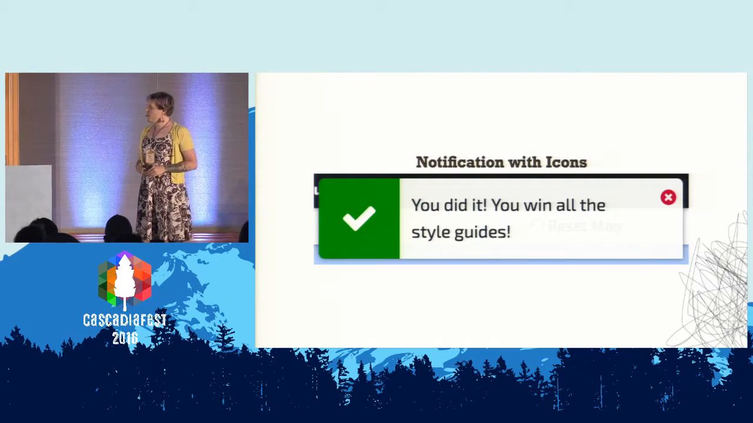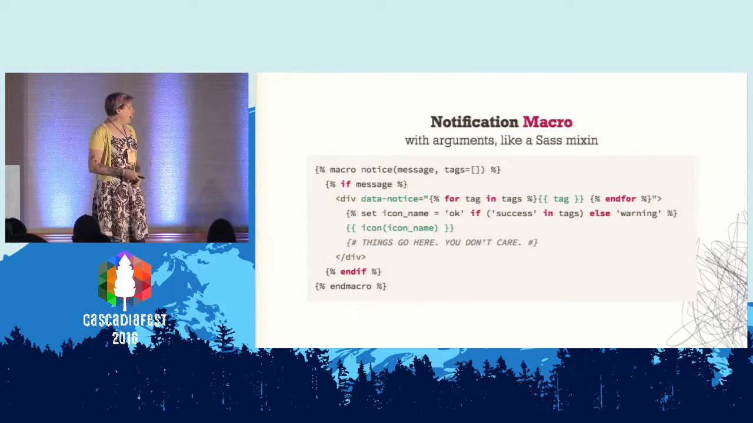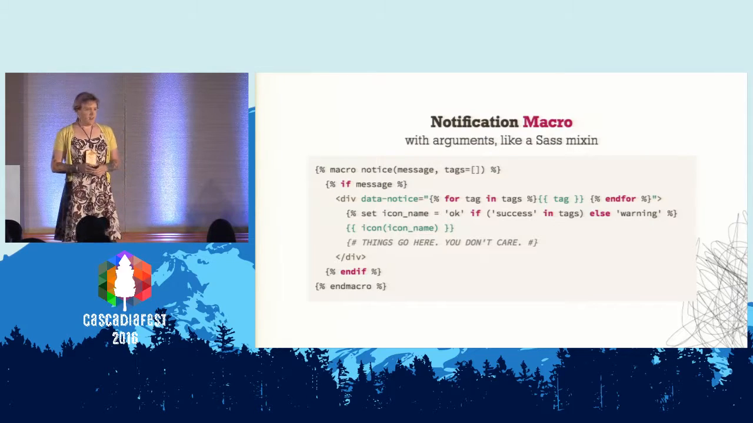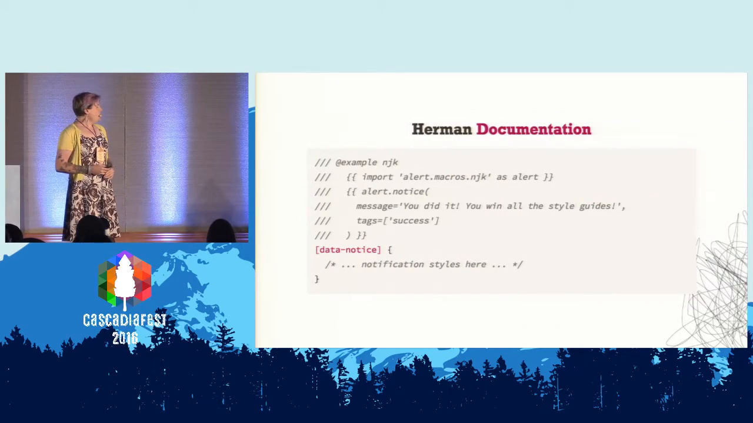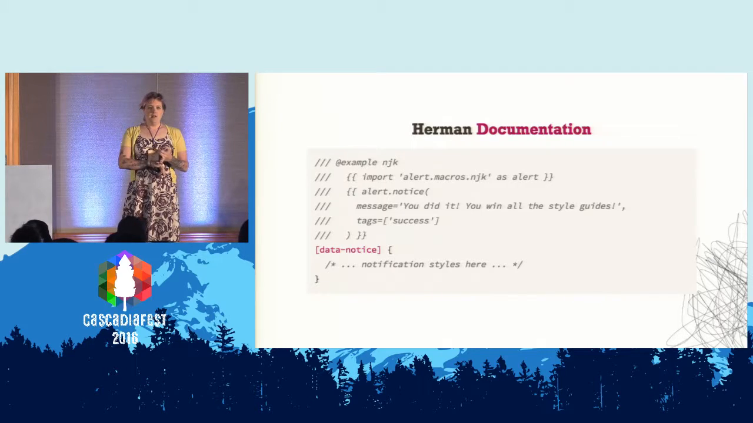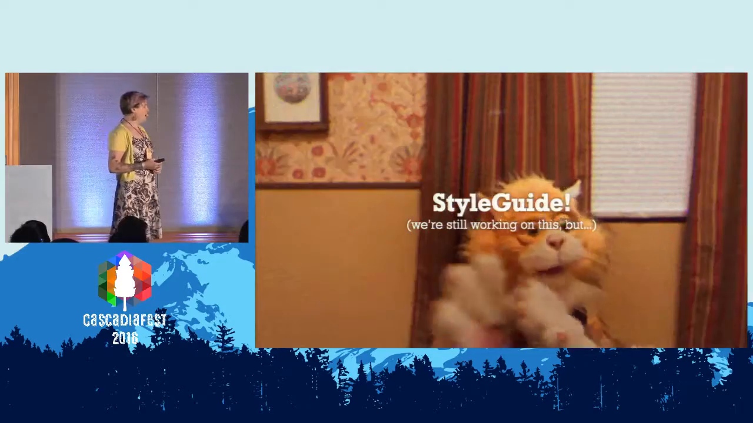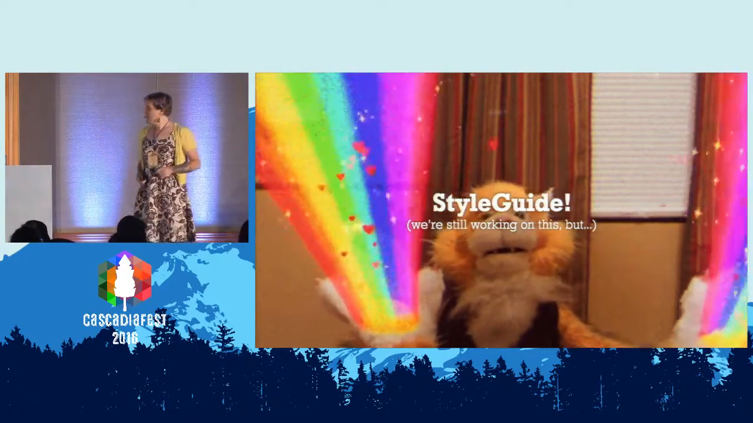So we're getting close to this notification. We've got our icons, but we need a macro also for the larger pattern. And within that, we can call the icon pattern. And you don't care about the rest of this, but here's a notification macro. And then we can document that. So we've been adding, our Herman now understands if we say that we've got a nunchucks example, it can access the correct code. Like I said, access that macro directly and display it somehow. We haven't finished this. We're still working on it. But poof, style guides. Great. So that's what we want.